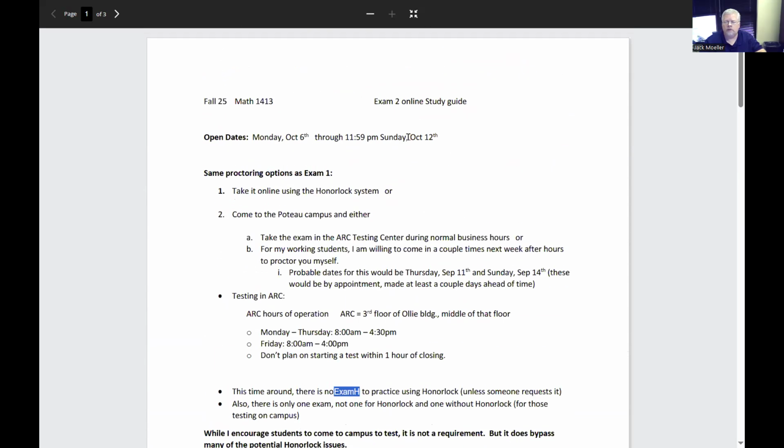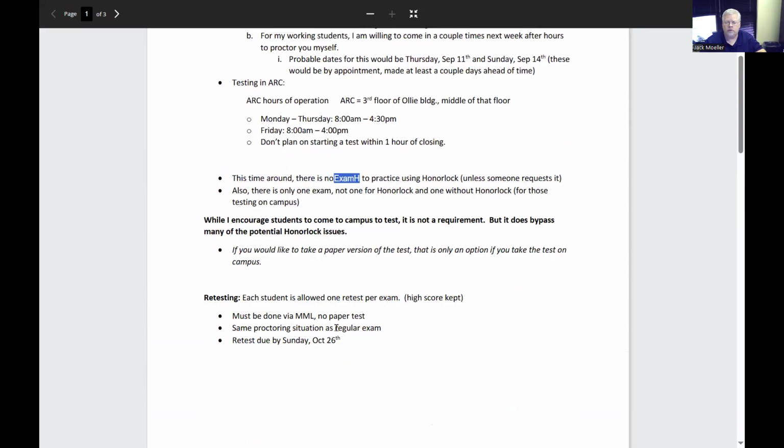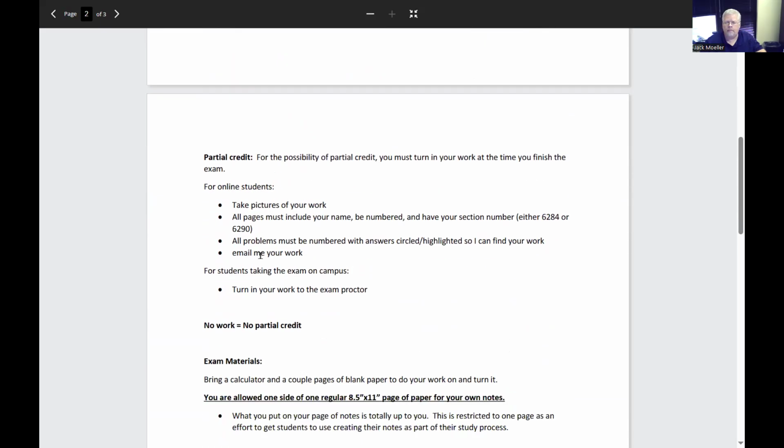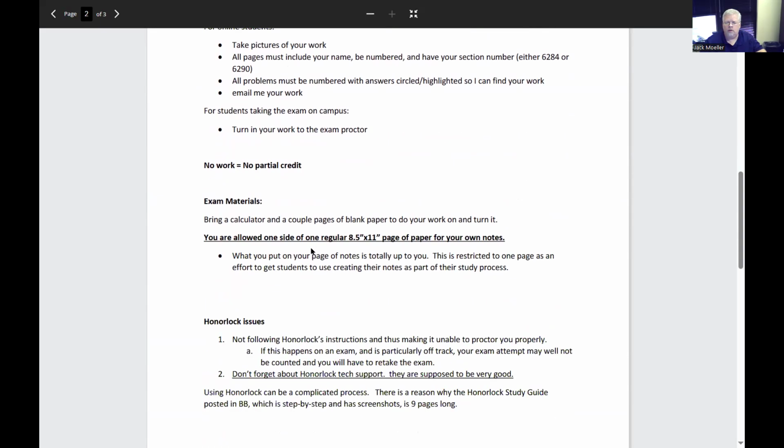Retest, yeah. The actual test is this Sunday by 11:59. Retest is 2 weeks. And again, if you want the possibility for partial credit, I mentioned this several times as I was going through here: write down your work, take pictures, and email it to me. Or if you're on campus, give it to the exam proctor. And then the other big thing is you are allowed one side of one page of notes of your own. You can put anything you want on it. You'll have to show that to HonorLock, like flip it over to show that it is just one side. And that'll take care of that.